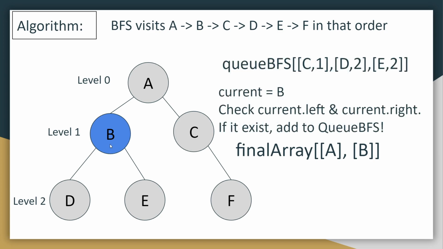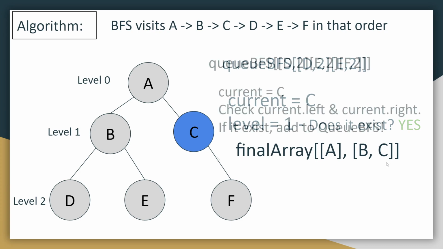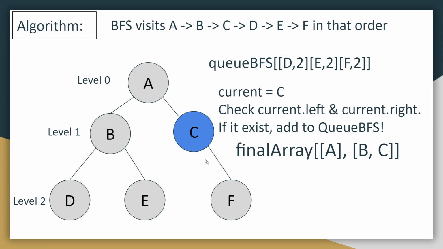Now check to see if B's right or left pointers are null. Neither of them are, so go left first and add D and level 2 to the queue, and then go right and add E and level 2 to the queue. Use the built-in shift command to pull out C and 1 and store C into current and then 1 into level. Now check if level 1 exists in the final array. So this time, yes, it does exist. So you can just take the current value of C and add it to this index. Check to see if C has either a left or a right pointer. It only has a right pointer, so you can add F and level 2 into the queue.